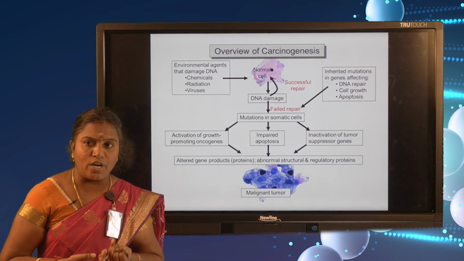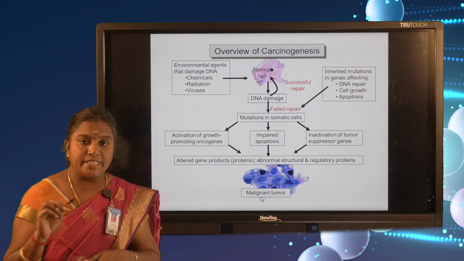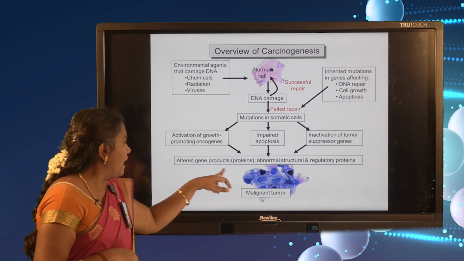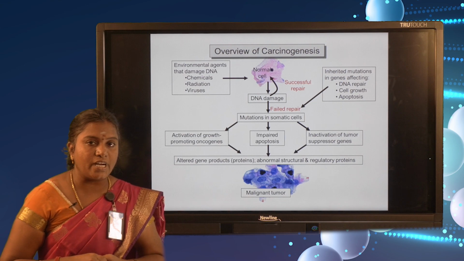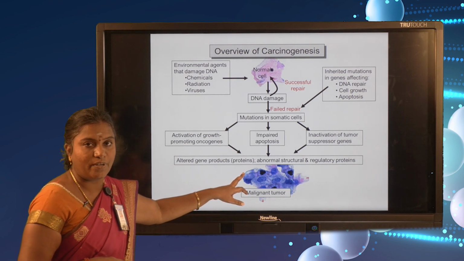After the somatic cell mutations, what happens is activation of growth proto-oncogenes and inactivation of tumor suppressor genes. If both genes are altered, the gene products and regulatory proteins become abnormal, and finally a malignant tumor will occur.